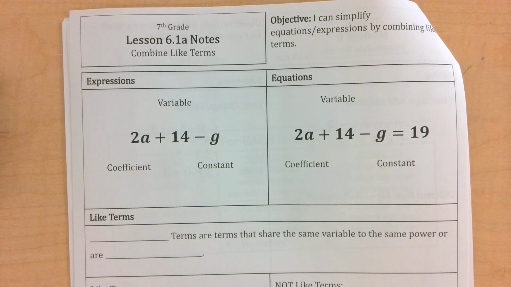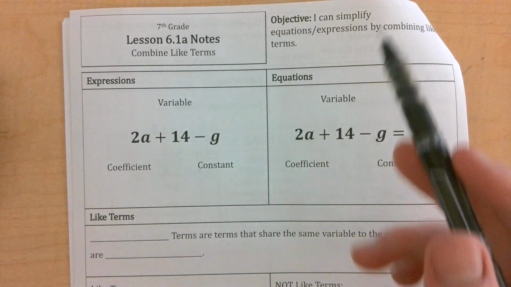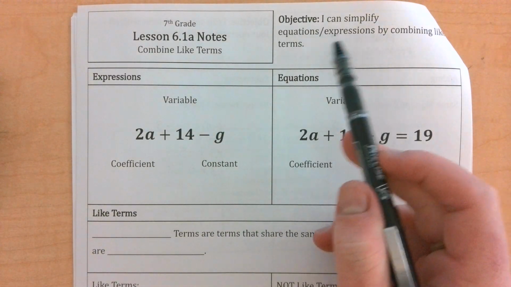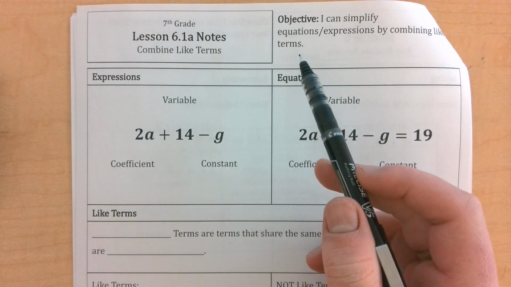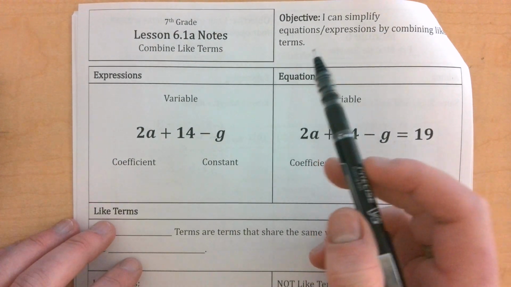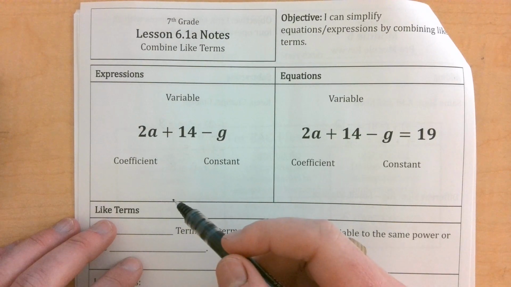All right, we're going to look at lesson 6.1a, which is combining like terms. The objective for this lesson is that I can simplify equations and expressions by combining like terms. Let's review the difference between equations and expressions.